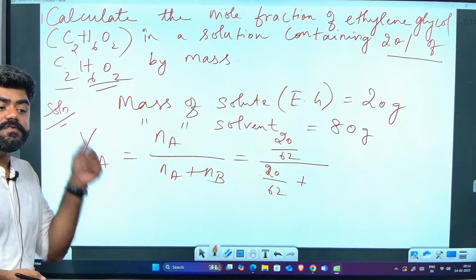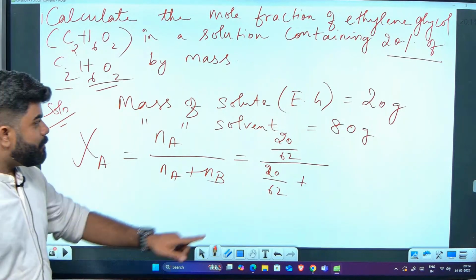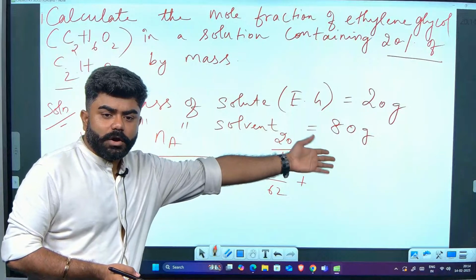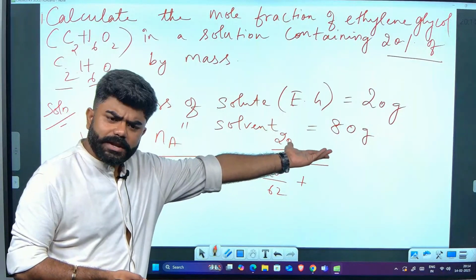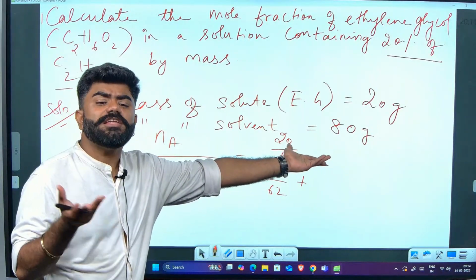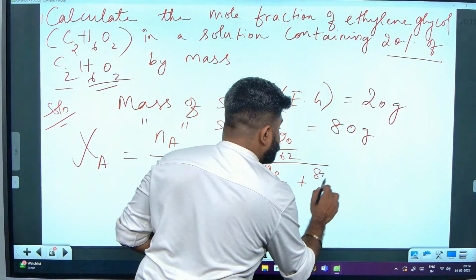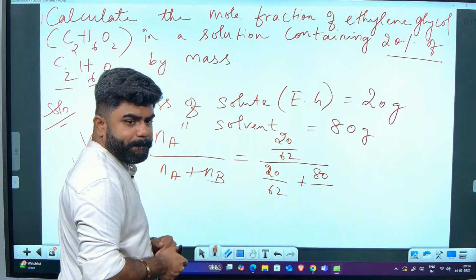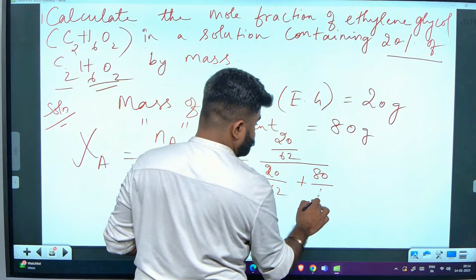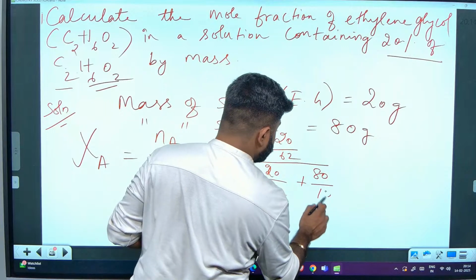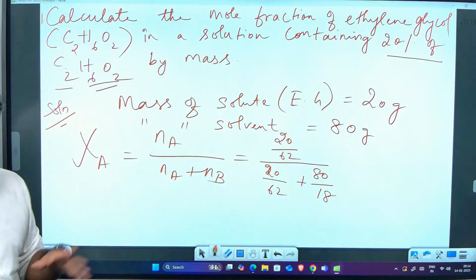Number of moles of solvent. What is the solvent? Water. You can assume it's water. Which does alcohol dissolve in? Water. So 80 grams. Given mass is 80 divided by molar mass of water, 18. Solve it.